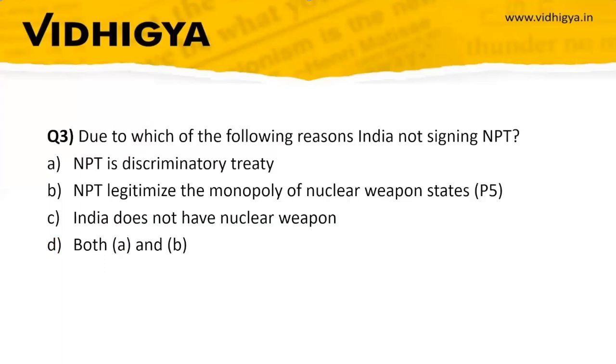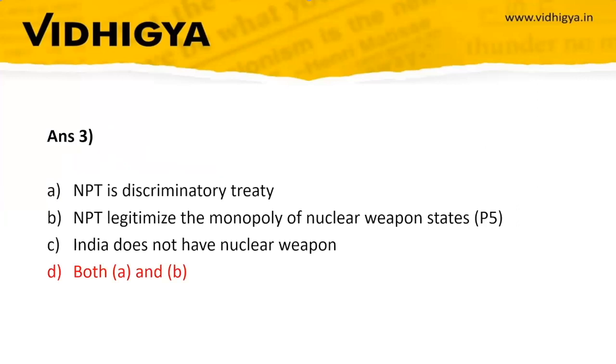Third question, due to which of the following reasons is India not signing NPT? Option A, NPT is a discriminatory treaty. B, NPT legitimized the monopoly of nuclear weapon states. C, India does not have nuclear weapons. Option D, both A and B. And the correct option is both A and B. Option C is wrong because India does have nuclear weapons.